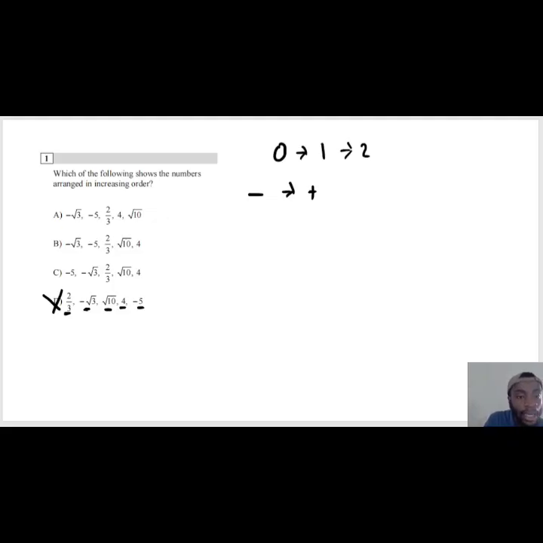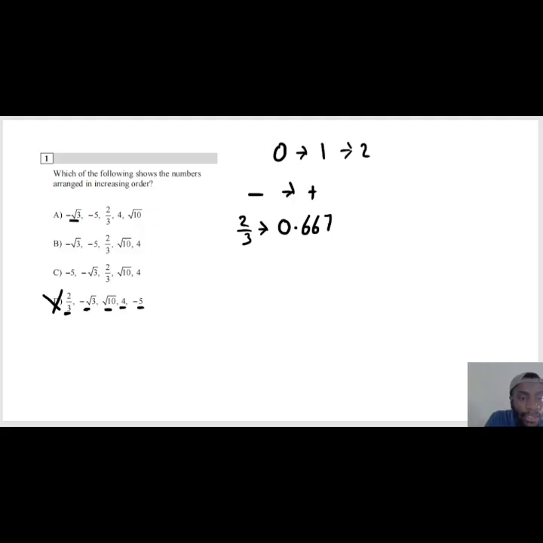Now let's look at every other number here. First of all, 2 over 3, what is that? If I put this as a decimal, that will give us what? 0.66. It continues, so we just put 7. Let's stop there at 7. It's a recurring decimal.